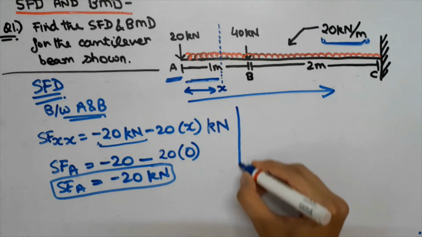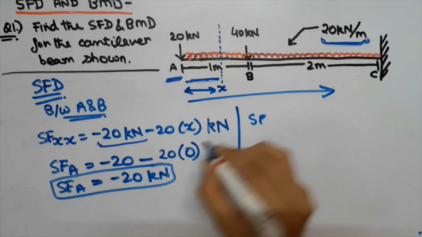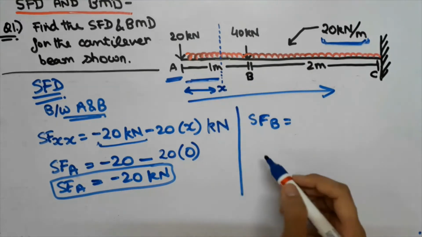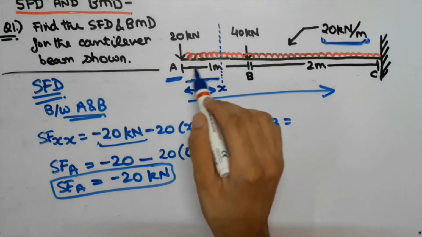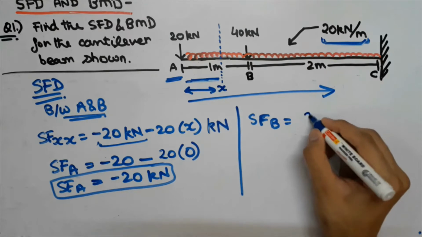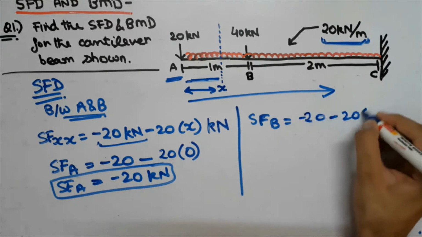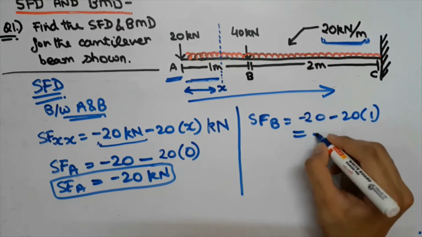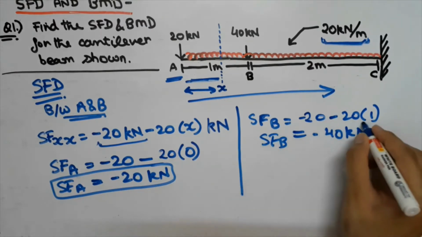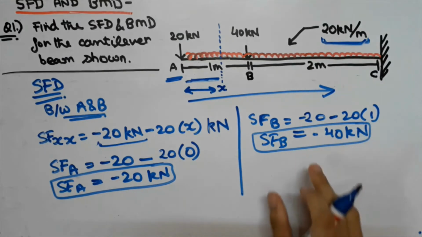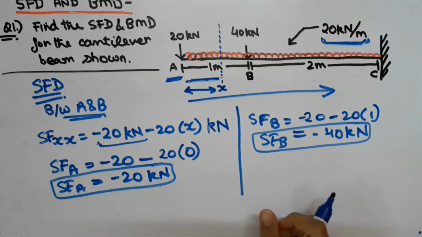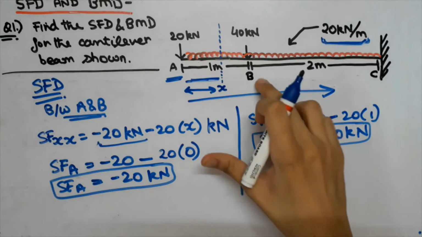Now guys, similarly we will find for B, that is in this equation only we will find the shear force for B. That is, we will replace the value of x as 1, because we know that from the origin point or this point the distance of B is 1 meter. So therefore we will replace x by 1, and on doing that we will get the value as minus 40 kilonewton. Now guys, we have found out the shear forces at point A and point B. So now we will similarly find the shear forces between B and C.